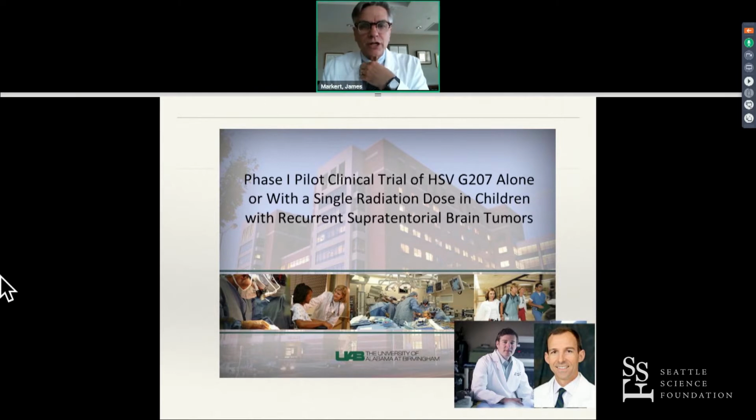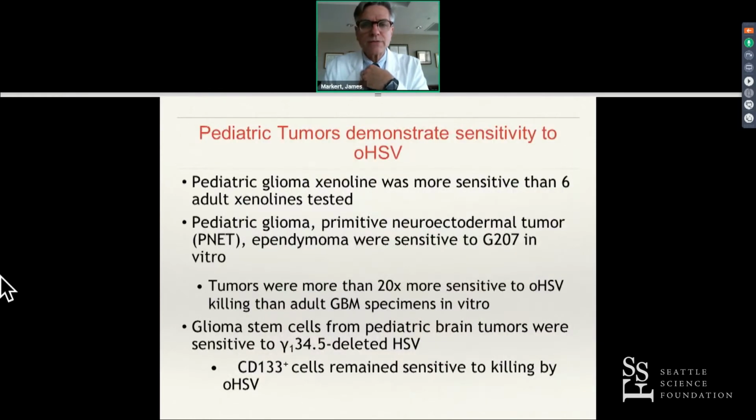So I'll talk about that in a little bit, but I do want to finish off talking about G207 before we go any further. G207 has gone on and been studied by Greg Friedman, who's pictured here, a pediatric oncologist here at UAB, and Jim Johnston, who is a pediatric neurosurgeon here at UAB. Together we developed a protocol to treat patients who have recurrent tumors.